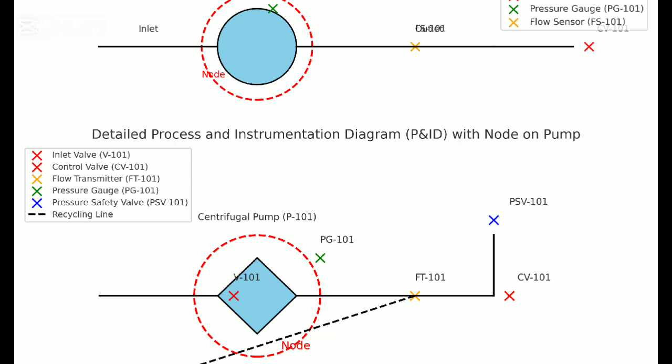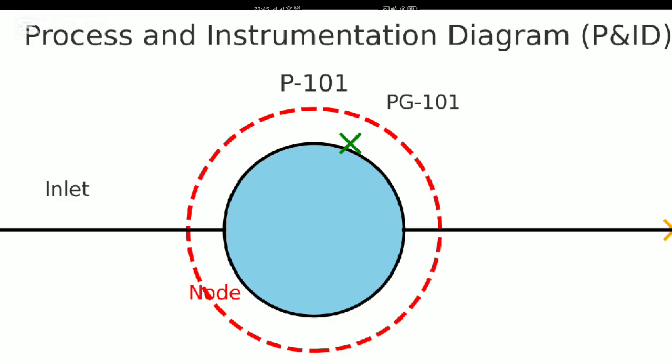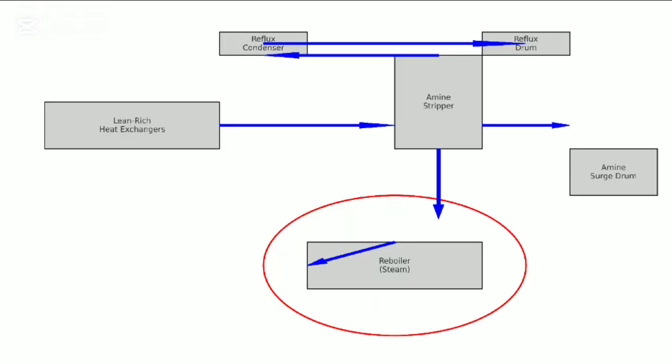Check for operational purpose. Each node should represent a specific function like heating, cooling, or mixing. Ensure manageable size. Nodes should be neither too small nor too large, to analyze efficiently. For example, for a reboiler in an amine regeneration unit, the node boundary might start from stripper column outlet to thermosiphon return line inlet.